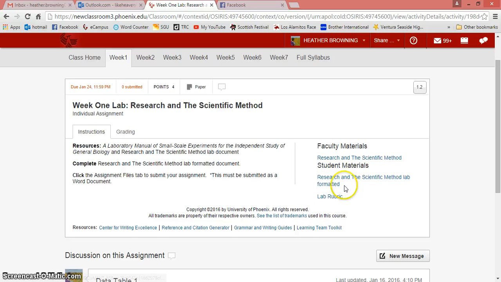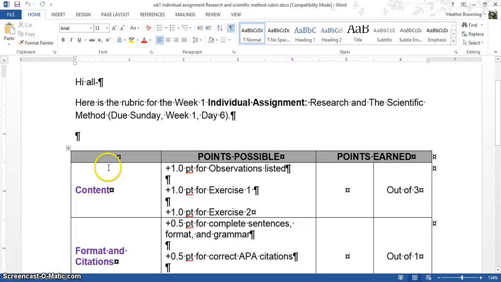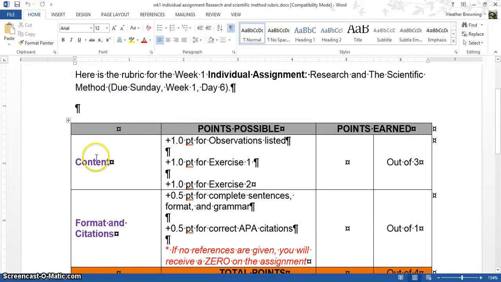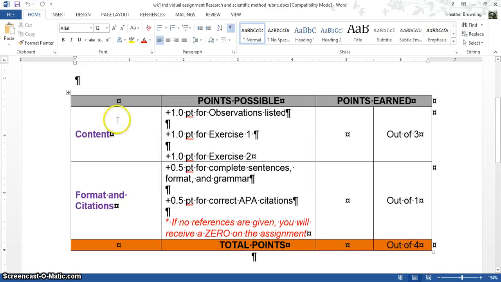So let's look at what the research formatted lab is going to look like. You would download it, it would appear. I'll go pull it. Okay, well, I lied. I decided let's look at the rubric first. So you'll notice these labs are always going to be due on Sunday. This is so you have a full day to work with your team on any team projects, which all begin in week 2.